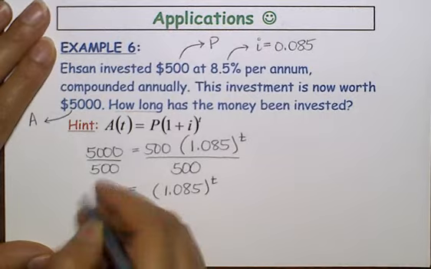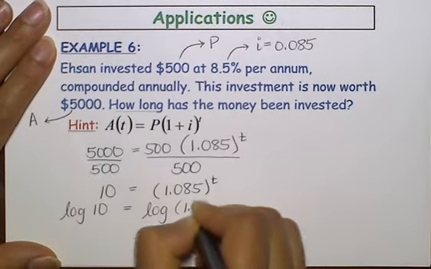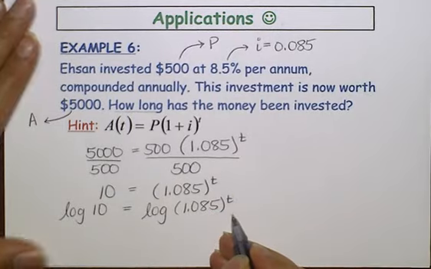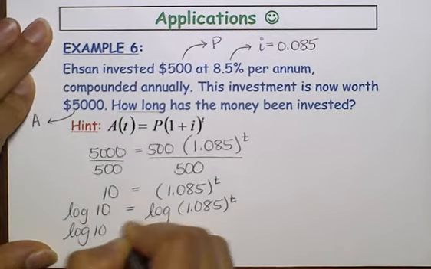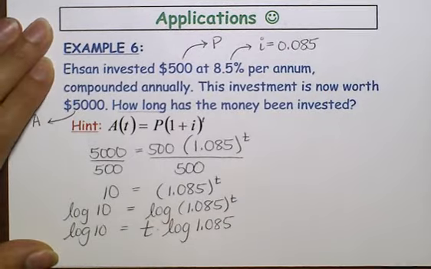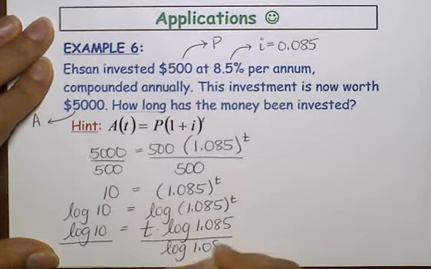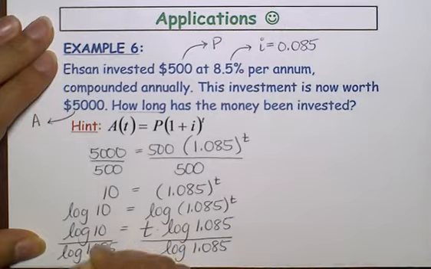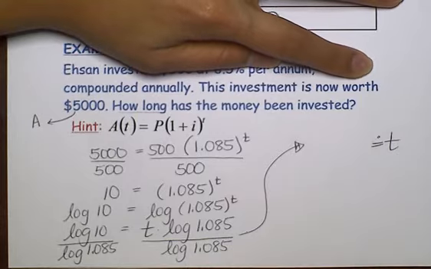Okay, so I'm going to have log of 10 equals log of 1.085 to the exponent T. Now again, using the power law of logarithms, I know that this is the same as writing log of 10 equals T times the log of 1.085. And now to solve for T, I can divide both sides by the logarithm on the right hand side. So get rid of log of 1.085 by dividing it on both sides. And so I get T is approximately equal to, and the rest of this I can do on my calculator.